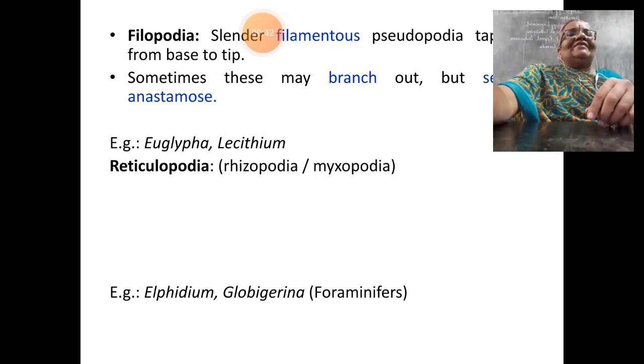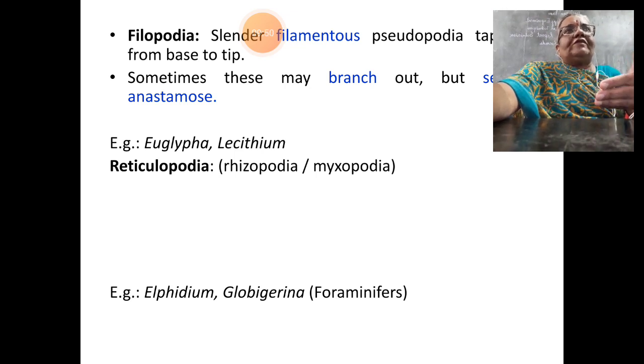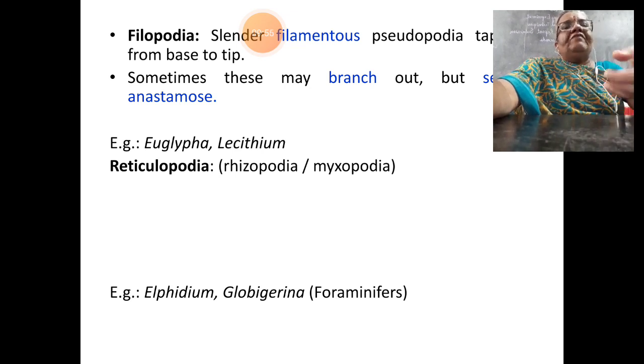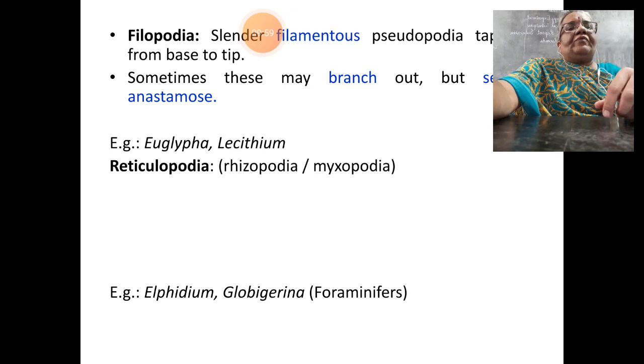but seldom anastomose. There are two terms here. What do you mean by them? Seldom anastomose. Whenever in biology we refer to a reticulate structure, a network-like structure, we use the term anastomosing type. So they branch out, but they never form a reticular structure or a network-like structure. That's what I meant by the statement that sometimes they do branch out but never anastomose. Seldom is a term used in the sense of never.